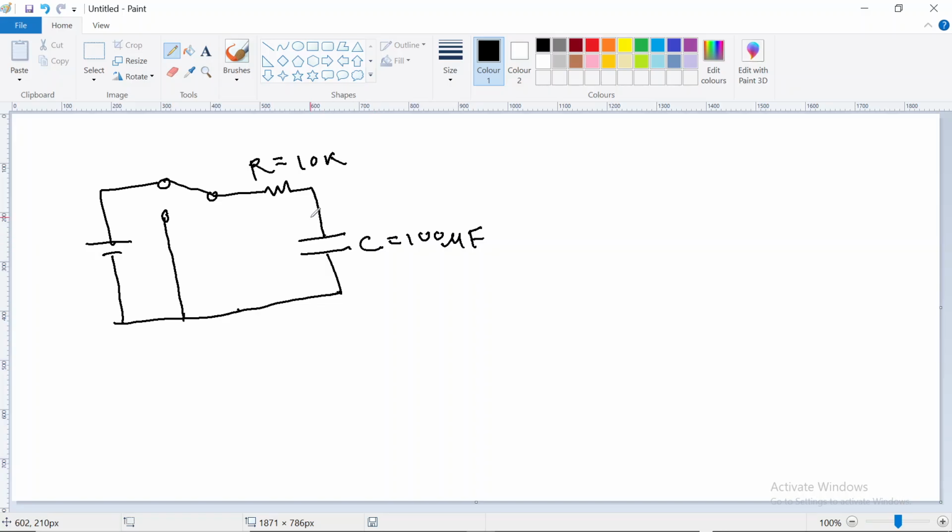So the RC time constant tau is defined as tau equal to R into C, equal to 10 into 10 to the power 3, that is 10k, into 100 into 10 to the power minus 6, being a microfarad. So it will be 1 second. Okay, what this time constant means we will see just now.